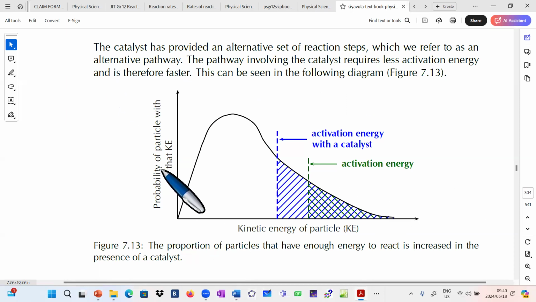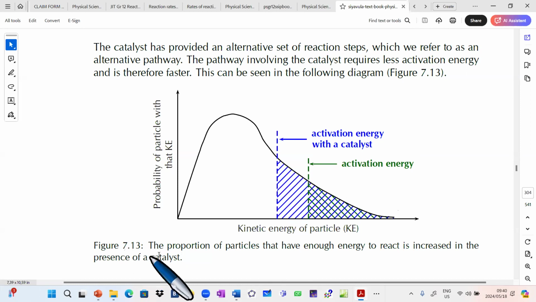Let's look at the probability of a particle with a given kinetic energy, Ke. Now, there's something called the activation energy. With the catalyst, the activation energy is reduced. So the catalyst lowers the activation energy without taking part in the reaction. The original activation energy was here, but the activation energy with the catalyst is now less.